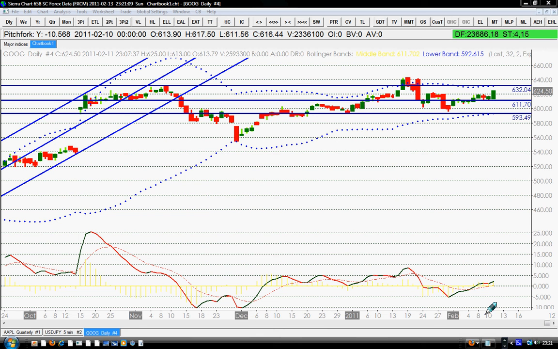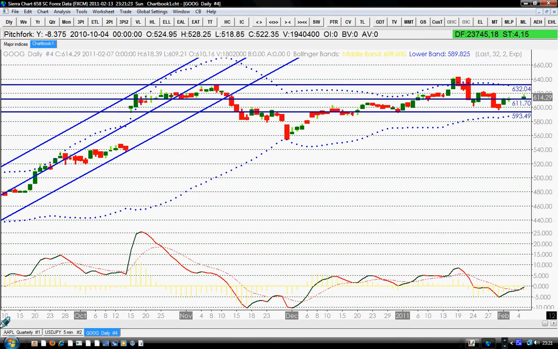Hello traders, this is the daily chart of Google stock. Google is listed on the Nasdaq 100. We are looking at the daily chart, okay? And I have again here my special MACD.